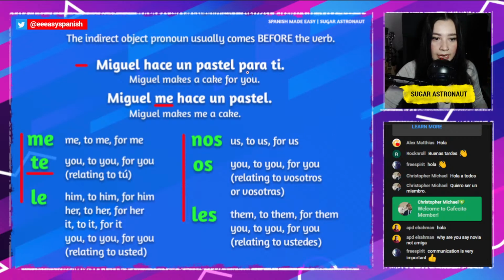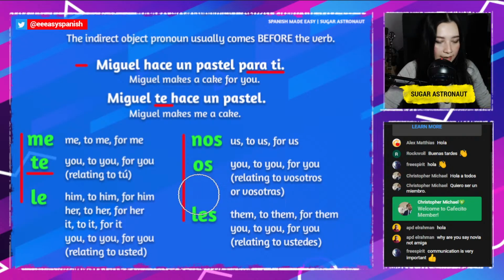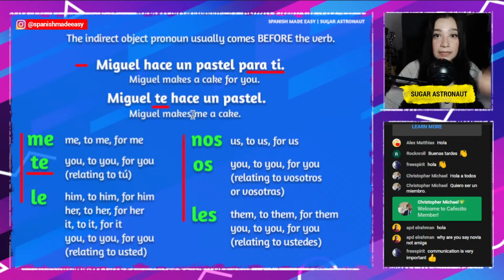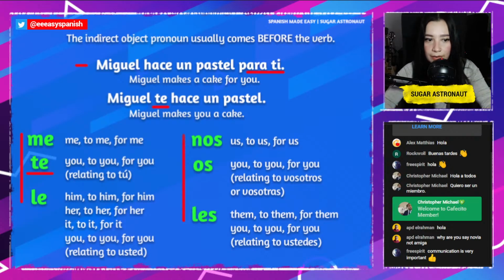Para ti. And if you want to replace para ti in the sentence, you can say Miguel te hace un pastel. Okay? Miguel te hace un pastel. It means the same thing. And this means Miguel is making you a cake, or Miguel makes a cake for you. So both sentences mean the same thing. You're saying the same thing differently, but the difference is that you replaced the indirect object with an indirect object pronoun. Okay?